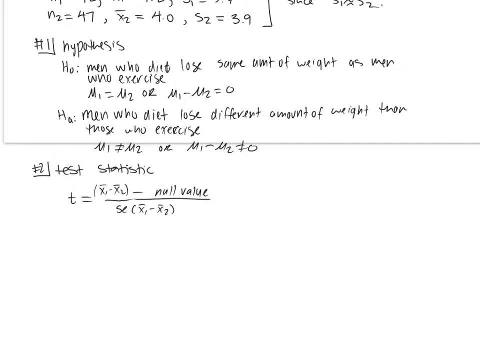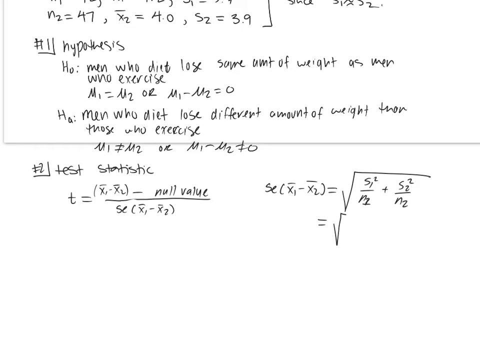What goes in for your null value in this case? 0. Does that make sense? Because mu1 minus mu2 is 0. Okay, so first let's find the standard error of x1 bar minus x2 bar. Do you remember the formula for that? S1 squared over N1 plus S2 squared over N2.